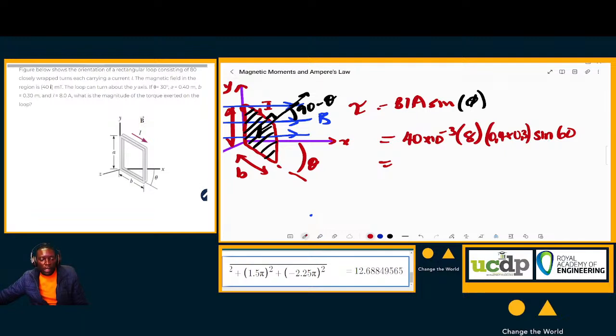So if we check with the calculator what that torque will be: 40 milli, times 10 to the negative 3, multiplied by 8, multiplied by 0.4, by 0.3, and multiplied by sine 60.